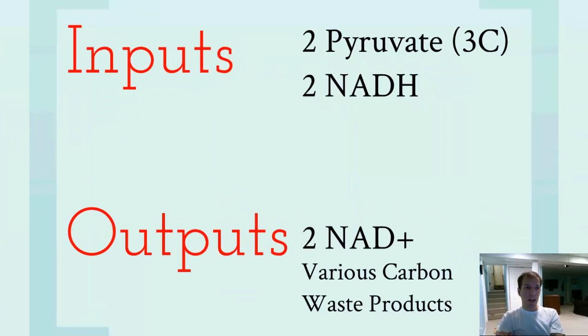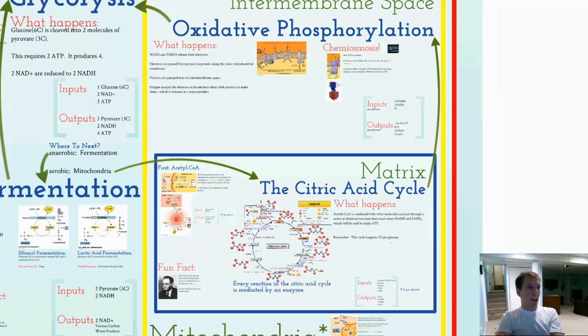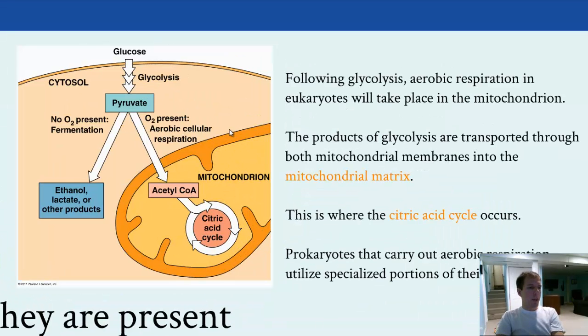Inputs and outputs, and moving forward. We proceed now to animals and plants and fungus and some protists that go through a process of aerobic respiration in the mitochondria. We start within the mitochondria.